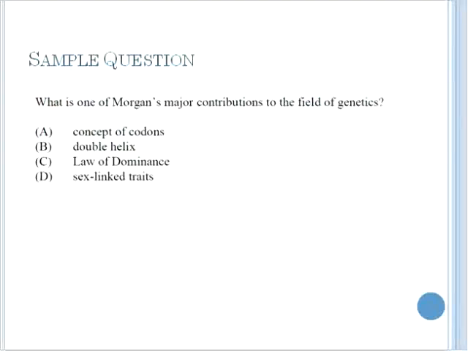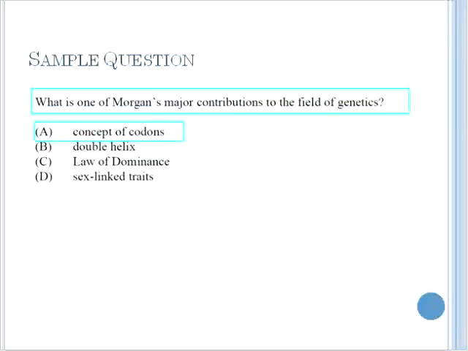In past public examinations, questions have been posed on this topic. For example, what is one of Morgan's major contributions to the field of genetics? Codons. This wasn't Morgan. The double helix, that came later, but again, it wasn't Morgan. The law of dominance, that falls back to Mendel. The correct answer is D, sex-linked traits.